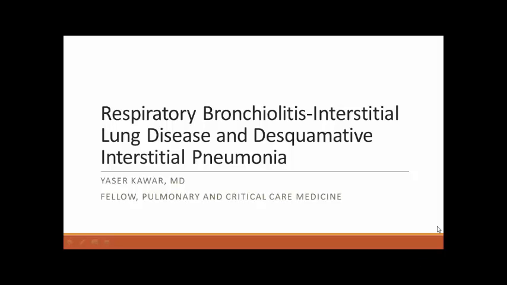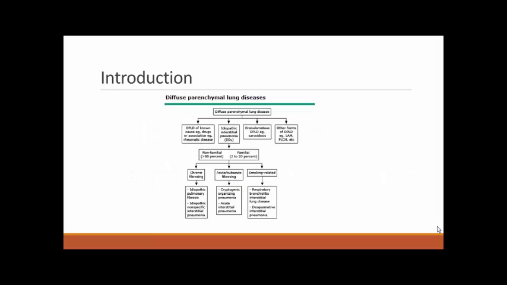Okay, so today we'll be talking about respiratory bronchiolitis associated with interstitial lung disease as well as desquamative interstitial pneumonia. As a quick introduction, those two diseases are part of the diffuse parenchymal lung disease, which is divided into four subgroups. One of them is the idiopathic interstitial pneumonia. That's divided into multiple groups. One of them is the smoking-related group, which contains both topics we will be discussing today, which are respiratory bronchiolitis as well as desquamative interstitial pneumonia.